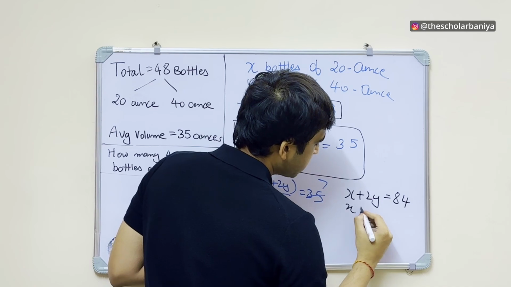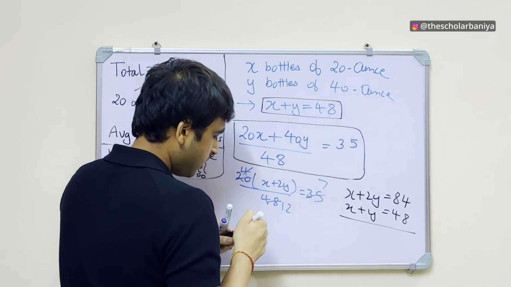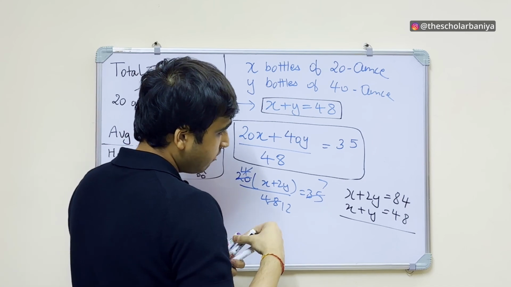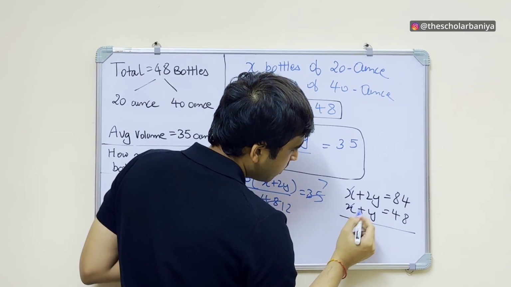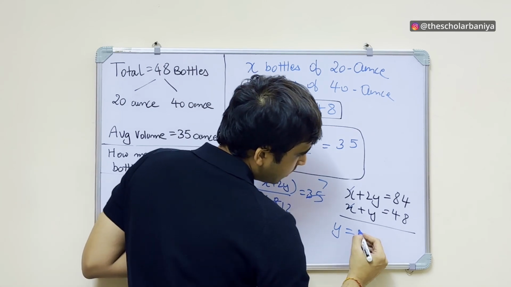And we know X plus Y is equal to 48. So we just subtract both of them. So we will get what? Y is equal to, this will cancel. So we will get Y is equal to how much? 36.